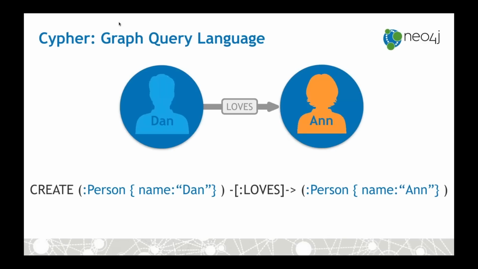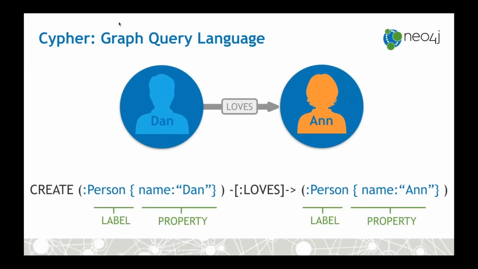We need some way to interact with our graph model, and we do this using Cypher, the graph query language. Cypher is all about pattern matching. So we're representing labels and properties. Properties are within curly braces. We're defining nodes within parentheses and relationships within brackets. So if we were to execute this query, we would create 2 nodes in our graph, one for Dan, one for Anne, with a loves relationship connecting them. And we'll see a lot more Cypher as we dive into some examples.